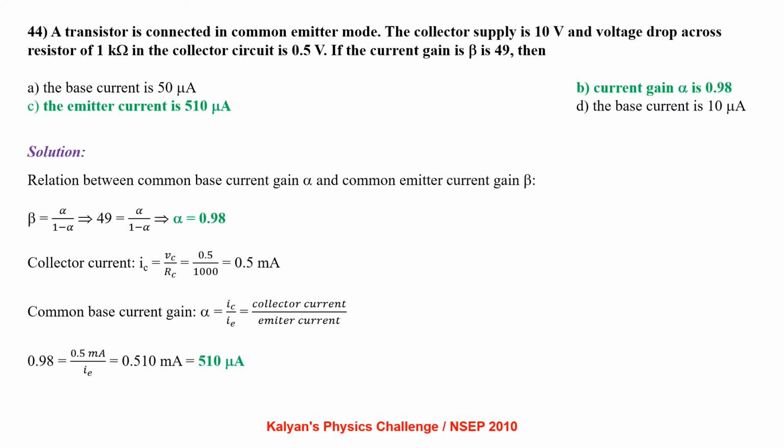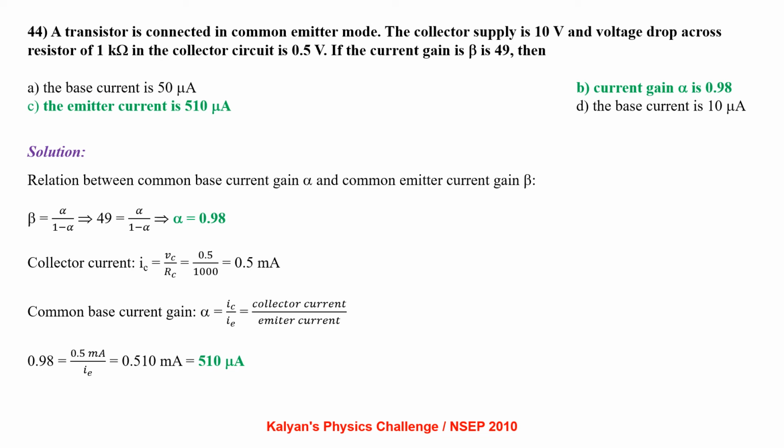A transistor is connected in common emitter mode. The collector supply is 10 volt and voltage drop across resistor of 1 kilo ohm in the collector circuit is 0.5 volt. If the current gain beta is 49, then the relation between common base current gain alpha and common emitter current gain beta is beta equal to alpha by 1 minus alpha, from which we get alpha equal to 0.98.